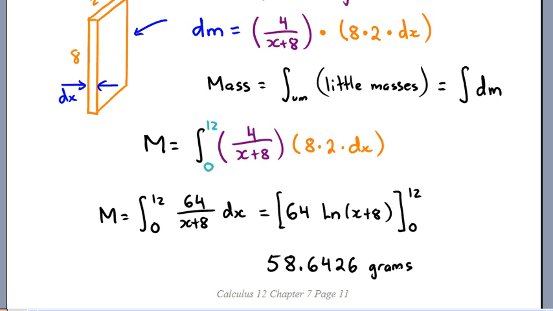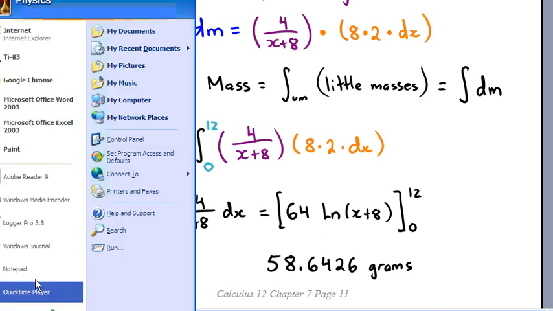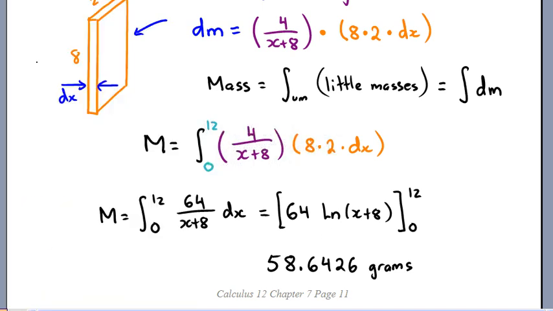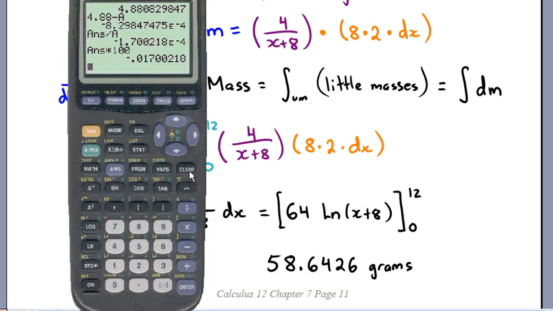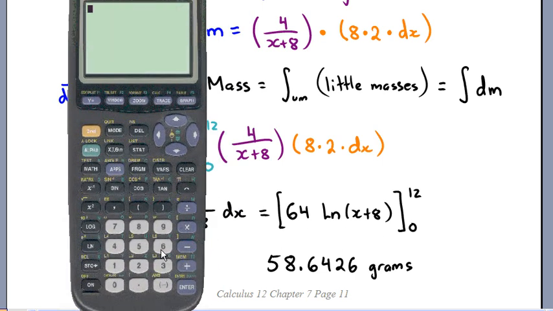So I just thought about it in small little elements, small little pieces, and then said, hey, calculus, you've got to go and add all that up. When it was time to do the integral, I can either do it by hand analytically, like I've done here, in which case I could just take the 12 and the 0 and substitute in. So basically I said, okay, what is 64 ln of 20, when I add the 8, minus 64 times the ln of 8.